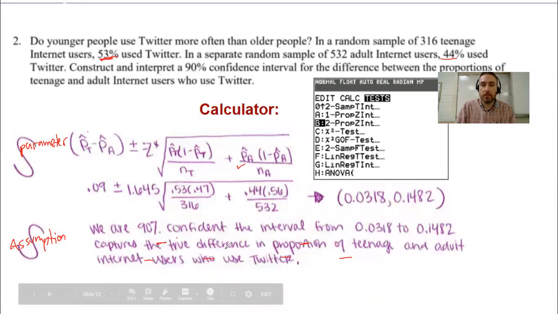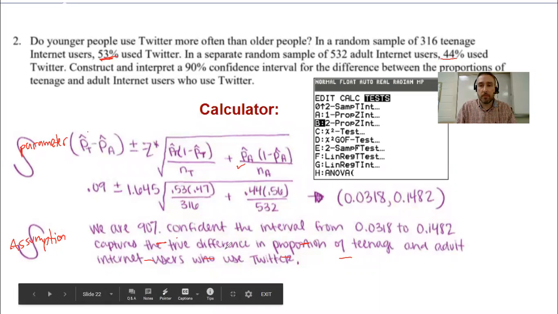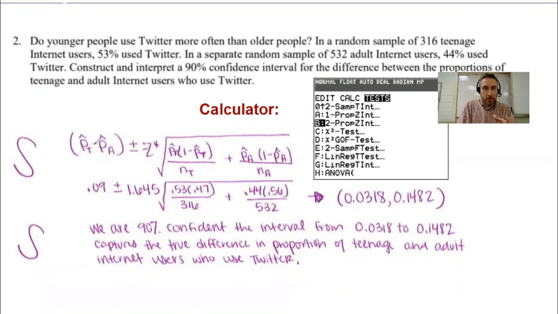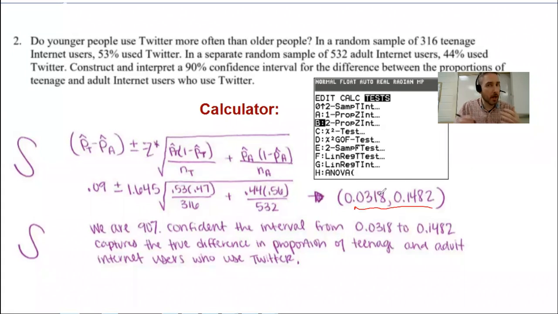Let me clear these off. So here's the formula for that. Now, you're not going to work all that out by hand, but the formula is the difference in the estimates plus or minus Z star, times the square root of p1 hat (1 minus p1 hat) over n1 plus p2 hat (1 minus p2 hat) over n2, where this one's for teens and this one's for adults. Plug all that in, and if you do it by hand, you'd get that. I don't do it by hand.